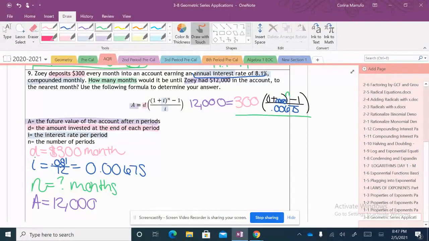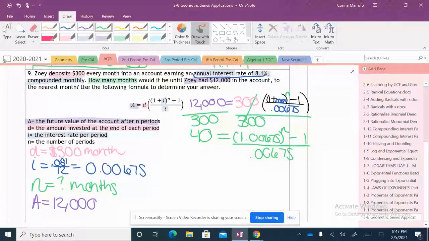So we start off by getting rid of the 300 in the front by dividing both sides by 300. This gives us 12,000 divided by 300, which is 40, equals. Then I have 1 plus 0.00675 to the power of n. I should have added that, let me add that real quick. It'll just be 1.00675 to the n power minus 1 over 0.00675.